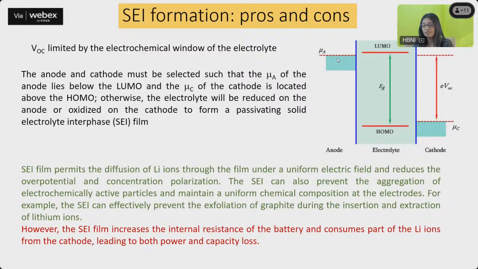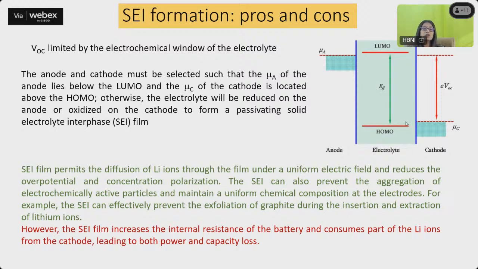If you have something where the mu A is lying above the LUMO, then what is going to happen? The degradation of the electrolyte is going to happen. Your anode material is also going to degrade, and ultimately the battery is not going to be stable at all. After a few cycles, your battery is going to degrade, and the cyclability of the battery is going to be very, very poor. So you are limited by this. It is not that you don't have cathode or anode materials at higher and lower chemical potential. You can have them, but the limiting factor is the electrolyte.